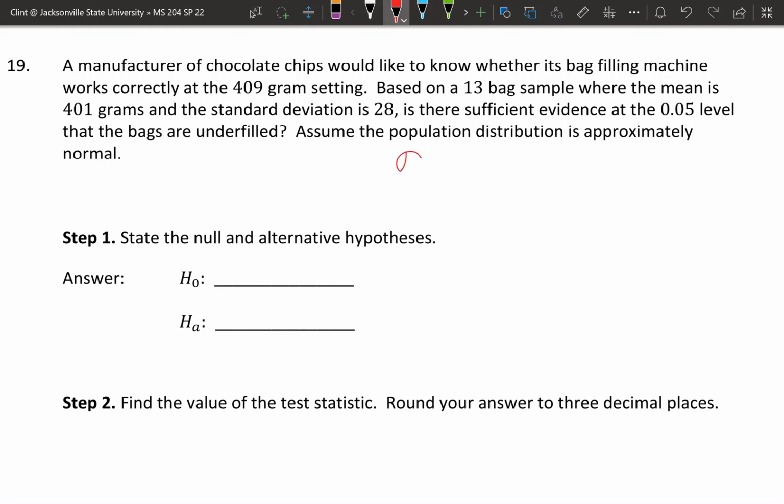Same thing, this is a sigma unknown problem. That means we're going to have a t-test statistic on this one. This one wants to know if there's sufficient evidence that the bags are underfilled. So it says the setting was 409, so we get mu is less than 409. So the null would be mu equals 409.